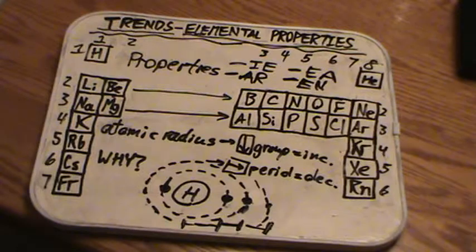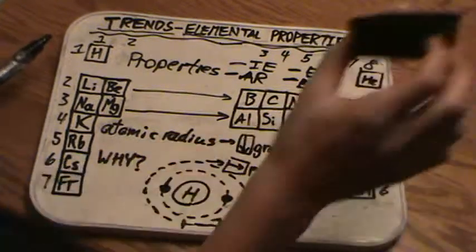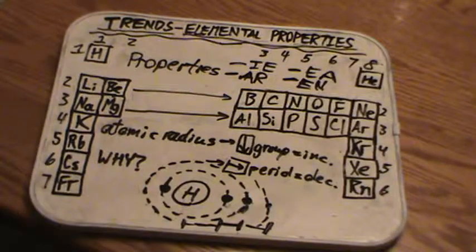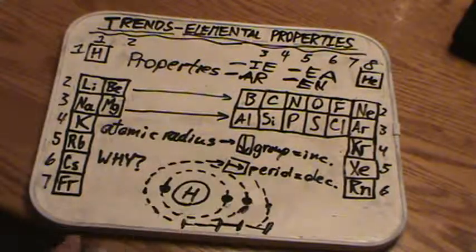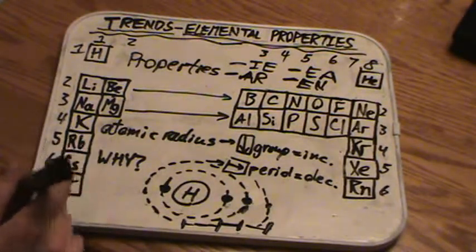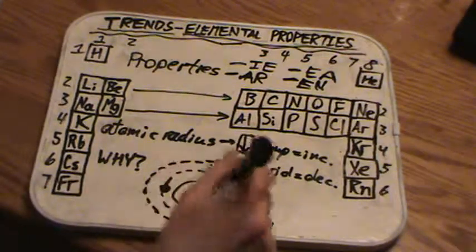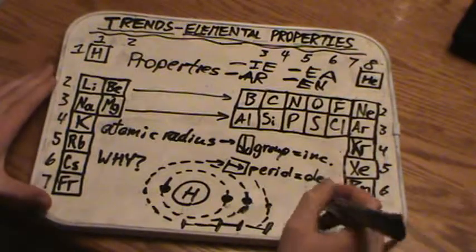And so visually, this is a very simple idea to understand. Now, why does the atomic radius decrease across the period? Let's actually leave this picture because it will be very valuable later. That's not a hydrogen anymore, but you know what I'm doing.